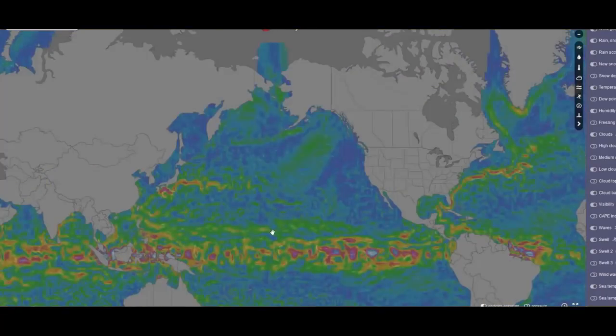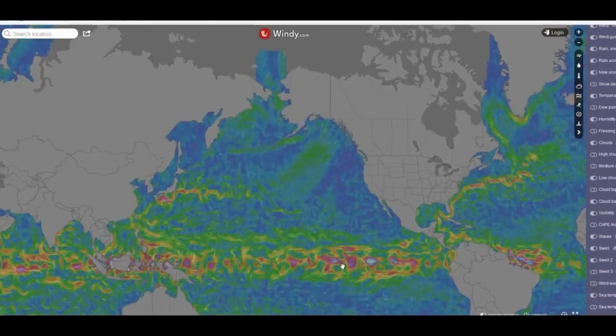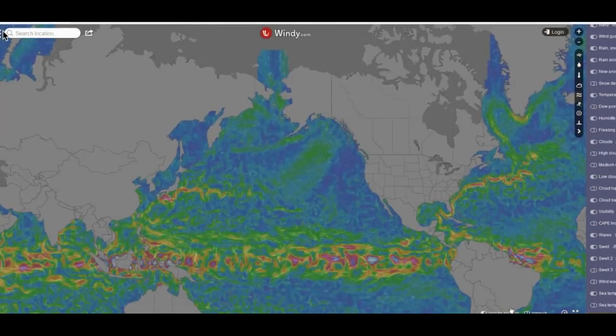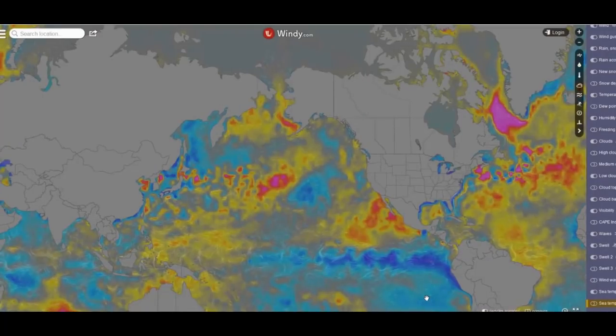Here, watch. Put on the currents. You can see the currents. You can do everything with this. Wind gusts, you name it. It does it. Sea temperature, normal temperatures. It's an overlay that you can use. So it'll help you guys out.